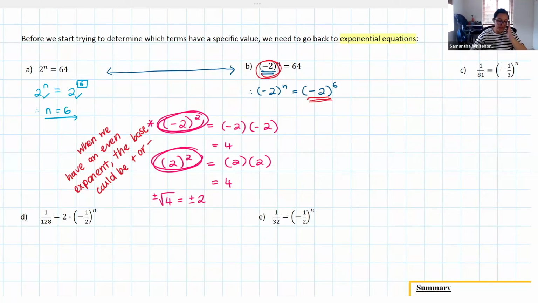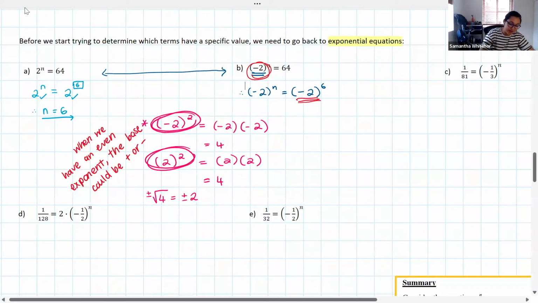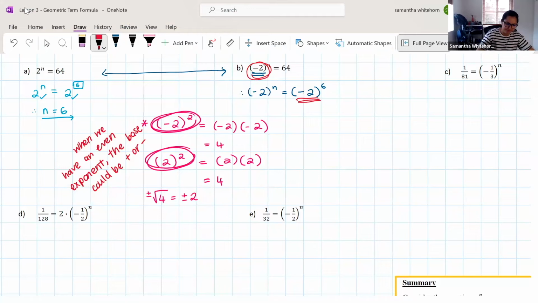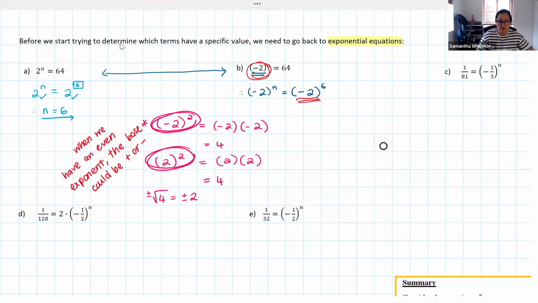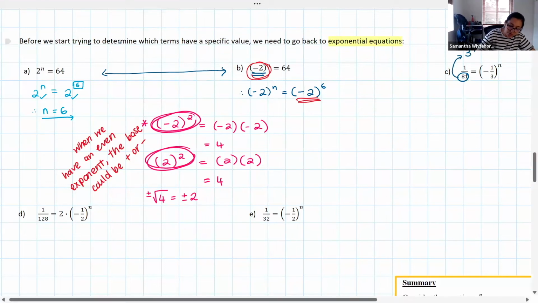Okay, so if we have a look at question C, this is essentially exactly that idea. Question C, we've got 1/81 equals (-1/3)^n. If you do the shift-back thing of 81 on your calculator, you'll get the prime factors. The prime factors of 81 is essentially 3 to the power of 4. So we could write that fraction as (1/3)^4. But remember, I'm dealing with a negative base on the other side.